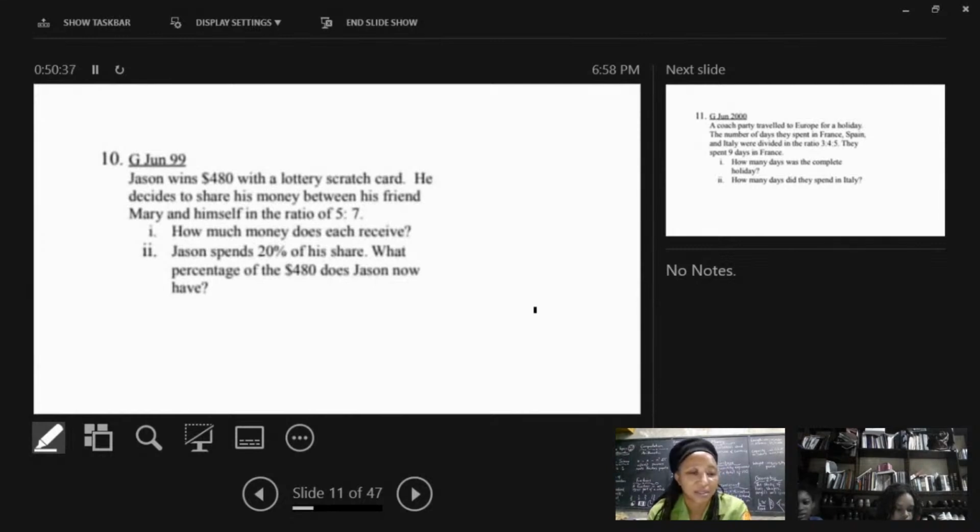Number 10. Jason wins $480 with a lottery scratch card. He decides to share his money between his friend Mary and himself in the ratio of 5 to 7. How much money does each receive? Two, Jason spends 20% of the share. What percentage of 400 does Jason now have?